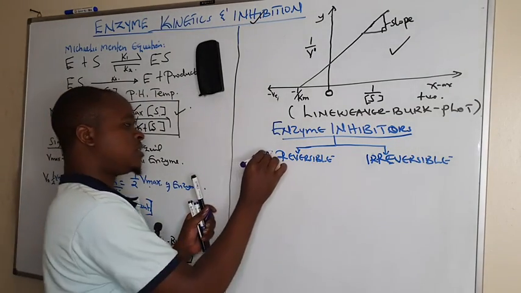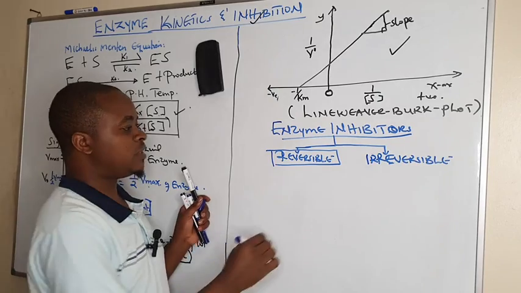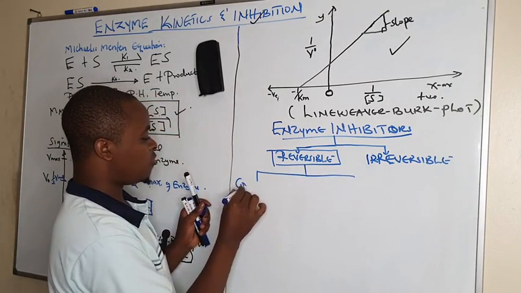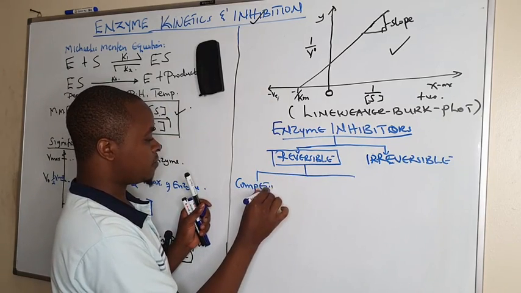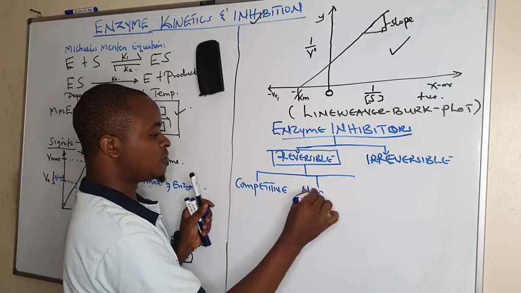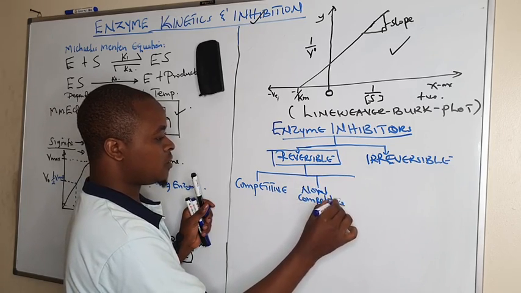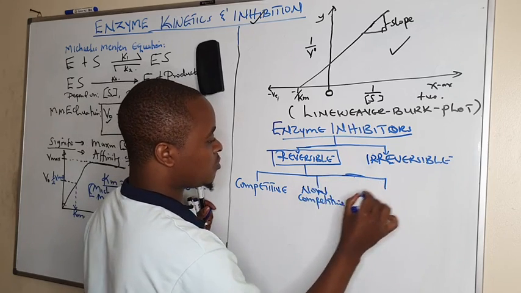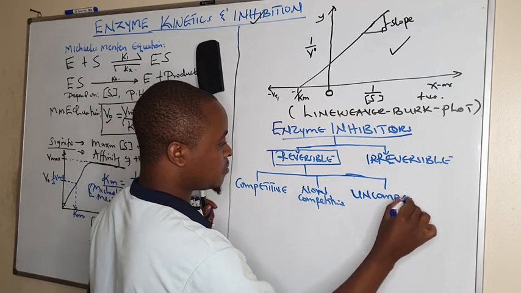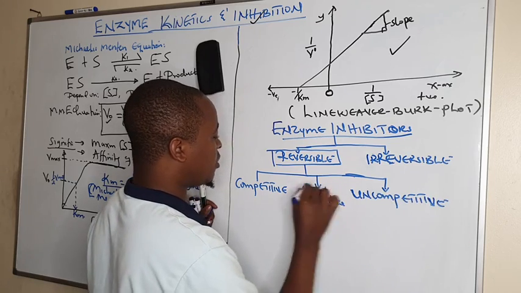And in our discussion today, we are going to dwell on the reversible inhibitors, whereby they are categorized into three, whereby we have competitive inhibition, we have non-competitive, then we have also uncompetitive inhibition. So these are the three types of reversible.